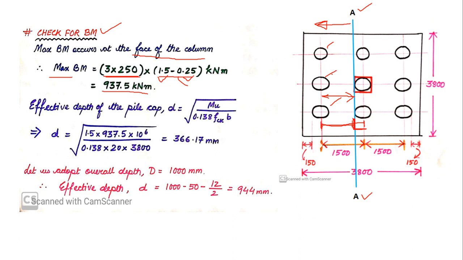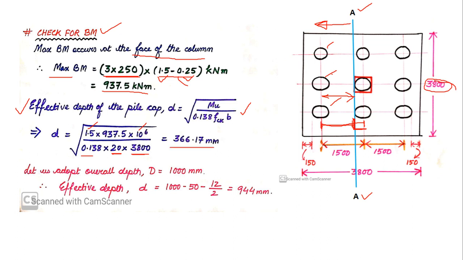Just like the footing, we can obtain the effective depth by using the formula Mu equals 0.138 fck b d square, from which d will be equal to root over Mu by 0.138 fck into b. Mu is the ultimate moment. For the ultimate moment I use a factor of safety of 1.5 and multiply it with 10 to the power 6 so that my moment is in Newton millimeter. At the bottom I have 0.138, fck is 20 and the width of the pile cap is 3800, right? This is the width, so it is 3800.